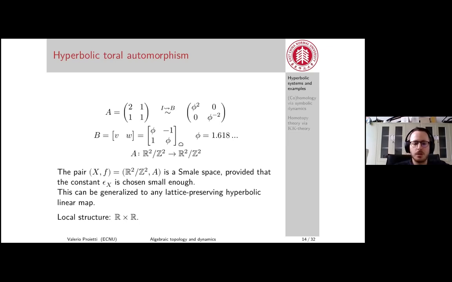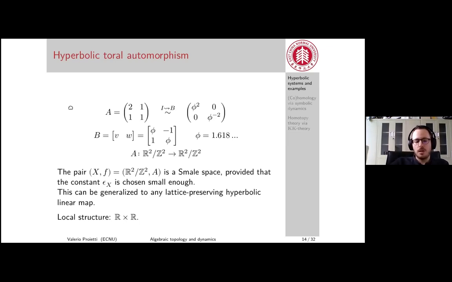So Anosov is another mathematician who studied these systems very much. So this is a Smale space, provided the constant that regulates the local structure is chosen small enough. Basically, if I consider a fundamental domain for R^2 mod Z^2, the edge of my ball of radius epsilon is away from the borders of this fundamental domain. And of course, this example can be generalized to any lattice-preserving hyperbolic linear map.